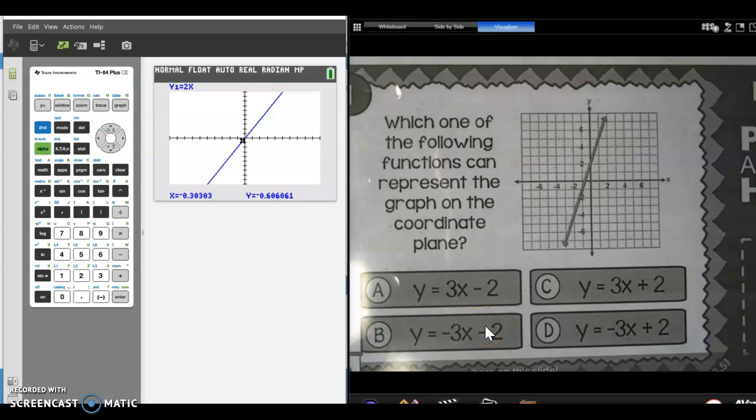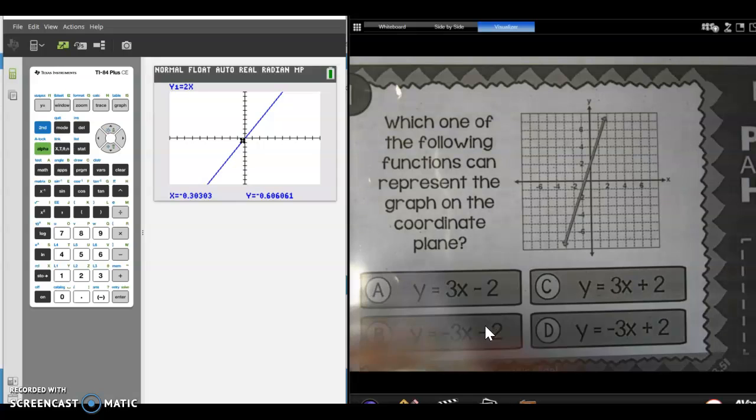Right, so today we'll be doing a mixed practice of Unit 2. That includes finding equations from tables, graphs, word problems, as well as ordered pairs. So let's look at this first example. It says, which of the following functions can represent the graph on the coordinate plane?